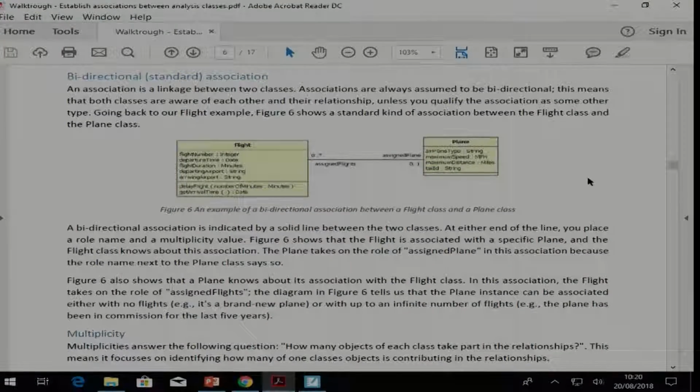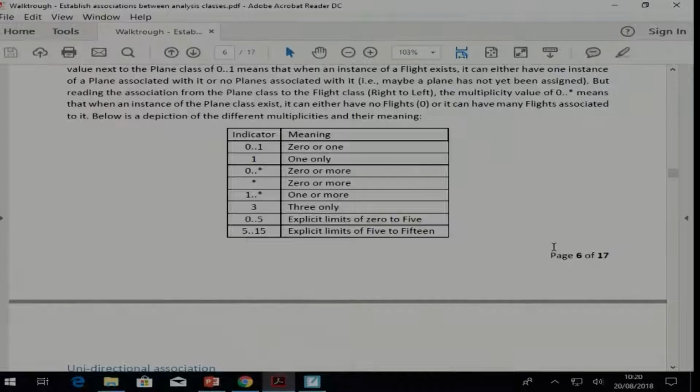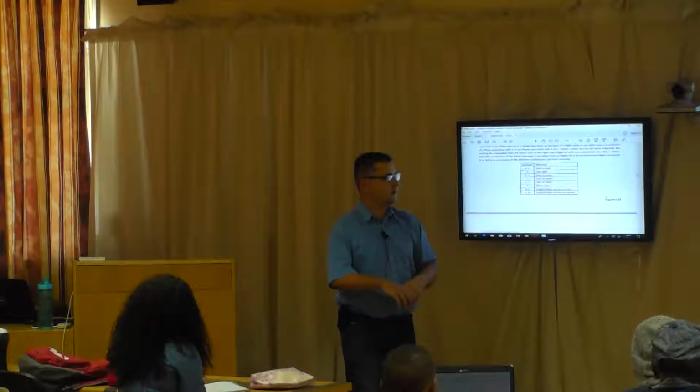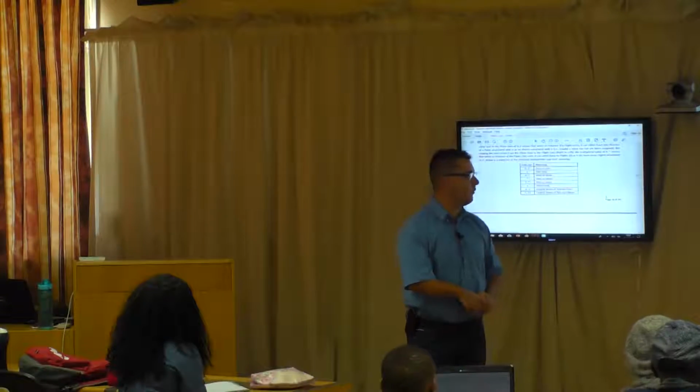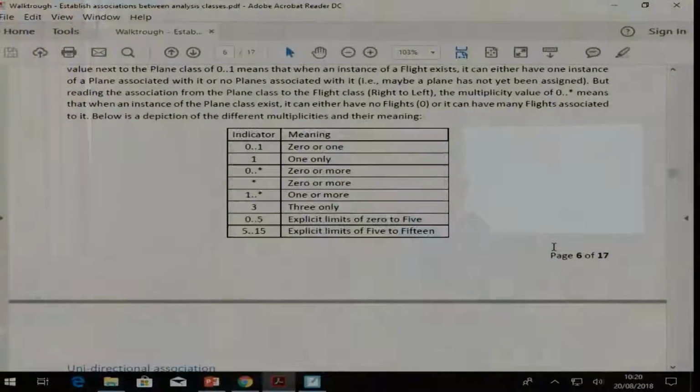What types of multiplicity do we have? There's a short list of multiplicity: 0 or 1, only 1, 0 or more, which can be indicated in 2 different ways, or 1 or more. You can even have specific ranges.